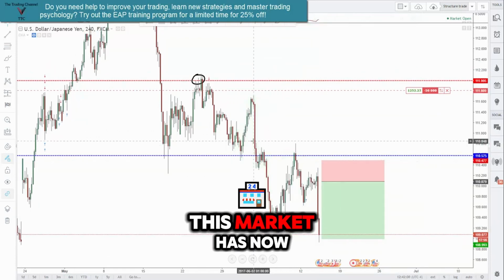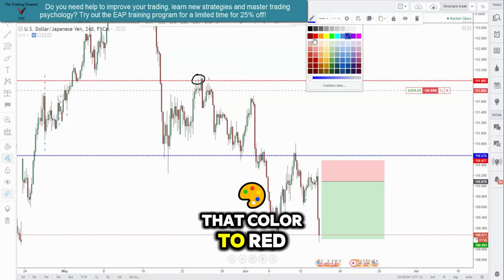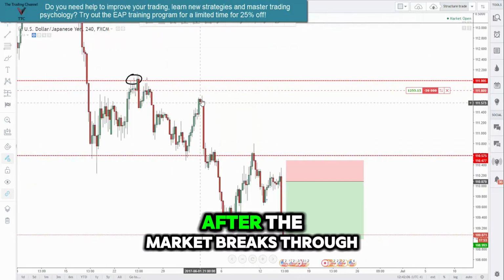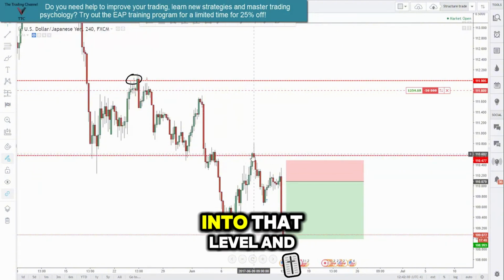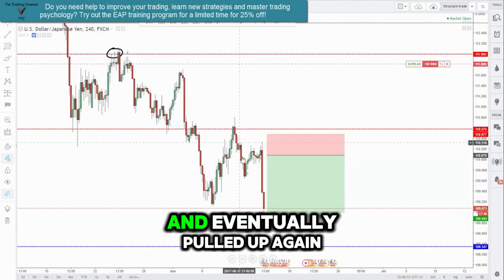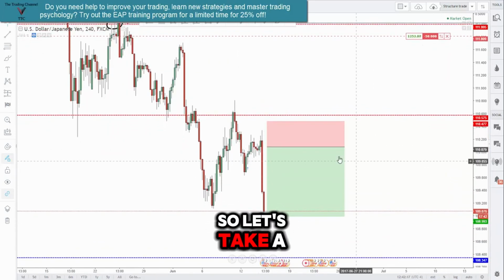As you can see, this market has now broken through our blue line, which used to be support. If we change that color to red because it's now resistance, after the market breaks through that level, it pulled back up into that level and pushed down and eventually pulled up again, giving us an opportunity to get in this trade. So let's take a look at the email analysis.